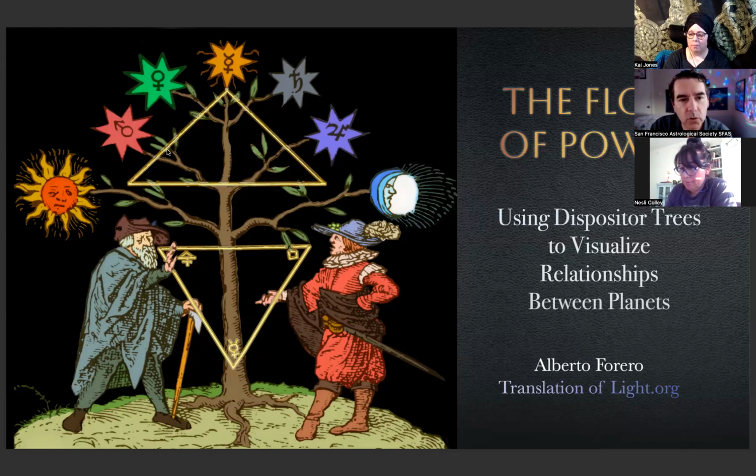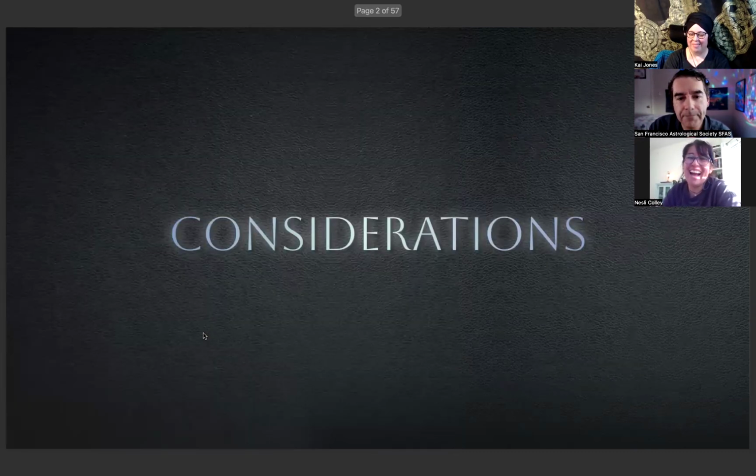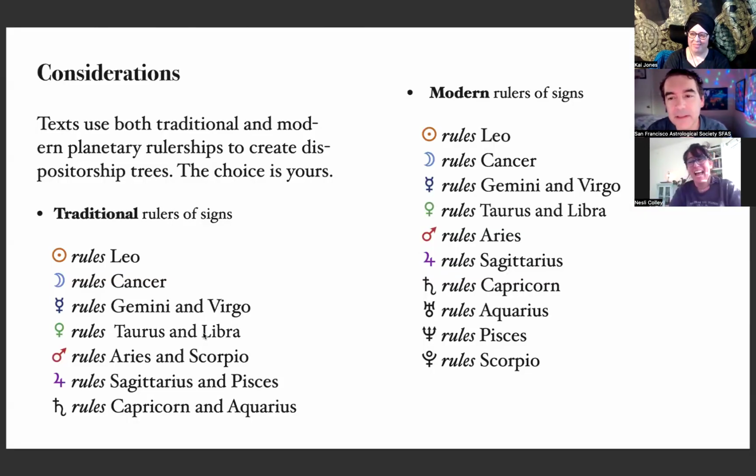So anyway, here's a cool little Renaissance engraving showing our planets, and it's a tree. It's not really a dispositor tree, but it's cool. I made this. I colored it. I wasn't alive in the 1600s. So some considerations to start off with. I just had some coffee, so I'm kind of raving here.